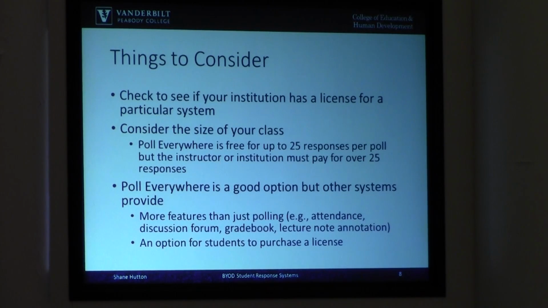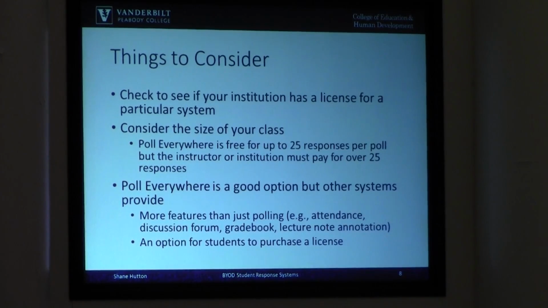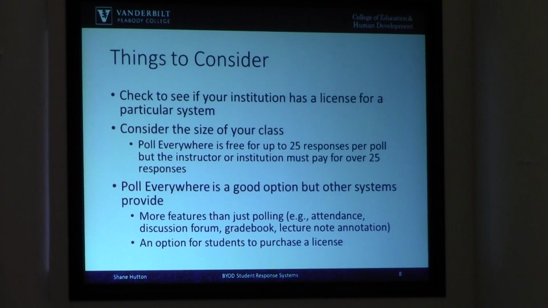So if your university does have a license, I would highly consider using that since it's being paid for, and your students are going to be hopefully familiar with using it because they'll be using it in other classes. Also, you may want to consider the size of your class because Poll Everywhere is free for up to 25 responses per poll. So if you have a small class of 25 or fewer students, then Poll Everywhere would be a nice way to gather some polling data free of charge. If you have more than 25 students and you still want to use Poll Everywhere, which people do all the time, you have to pay, and the instructor or the institution has to pay for that license. It is not paid for by the students.